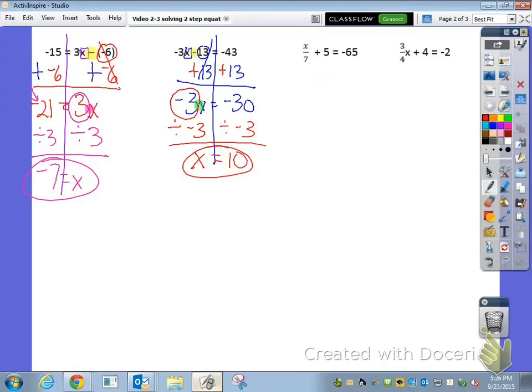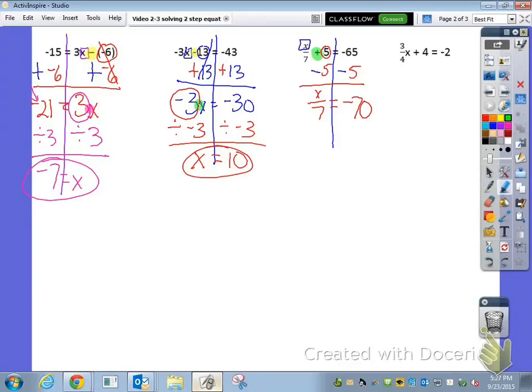Draw your line, box your variable. Who do I get rid of first? Addition or subtraction? The opposite of adding is to subtract. What is beside it? It is a 5. So I subtract 5 on both sides. So you bring down x over 7 equals, and that would be negative 70.